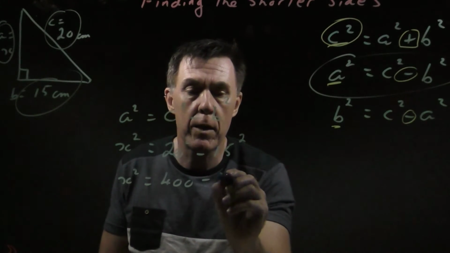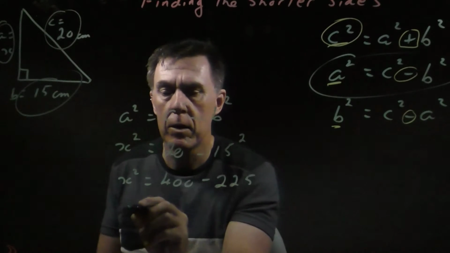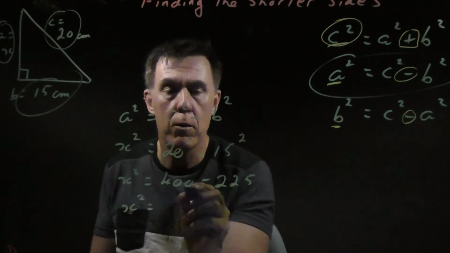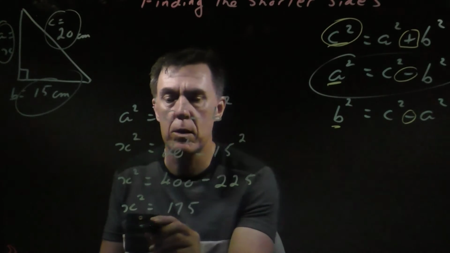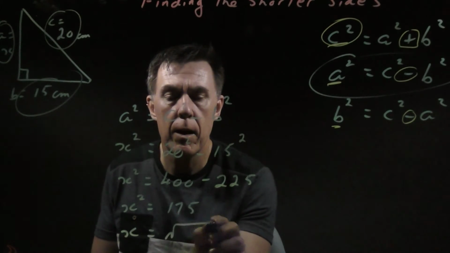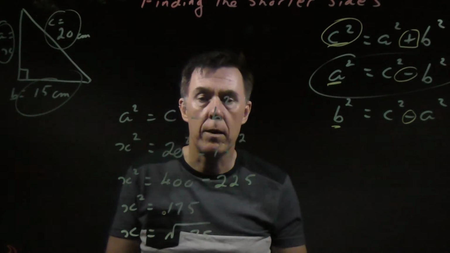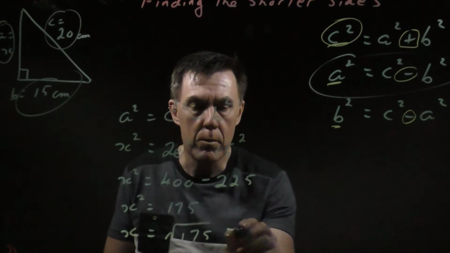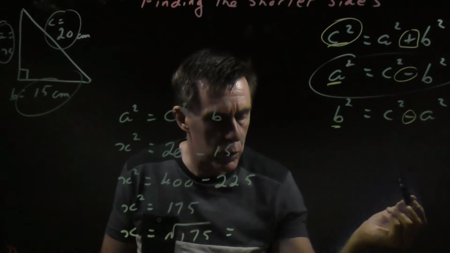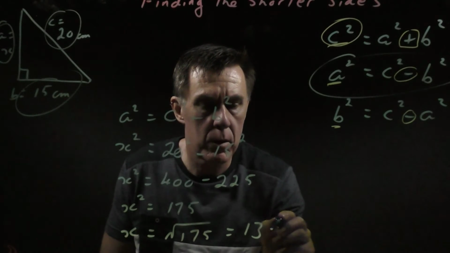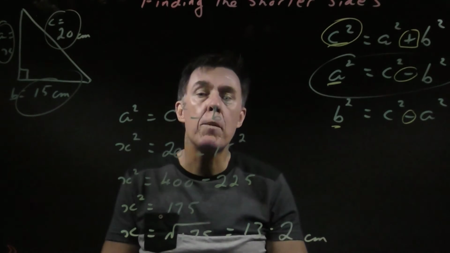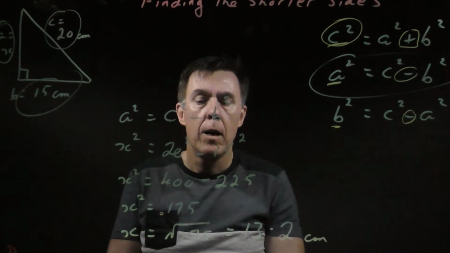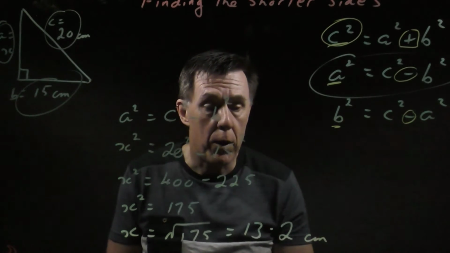Just use your calculator if you have to from here. So the area of the two squares subtracted from one another is going to be 175 square centimeters. Undo that by taking the square root. Now that comes to 13.2 centimeters.